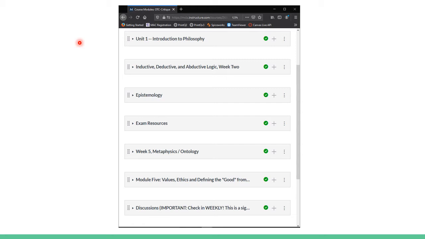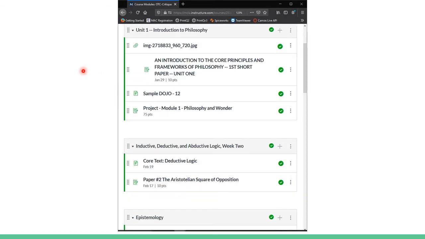Here's another example of a course in Canvas. We're just seeing the titles of the different sections of the course. But if you look, we have Unit 1, then we have the name of a course with Week 2, then we just have the name of a topic, and then we have exam resources, so sort of this would be a resource section of a course, and then on and on. And so you can see that there's no consistent naming structure here, and so for a student that can be very, very confusing.